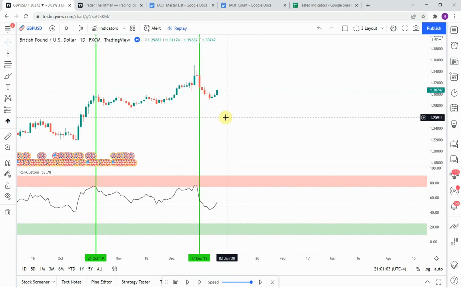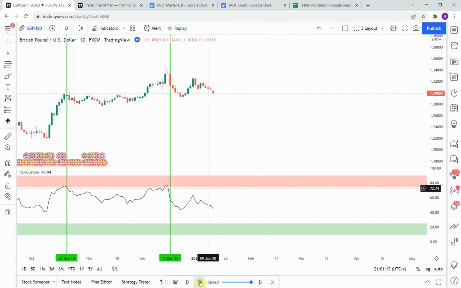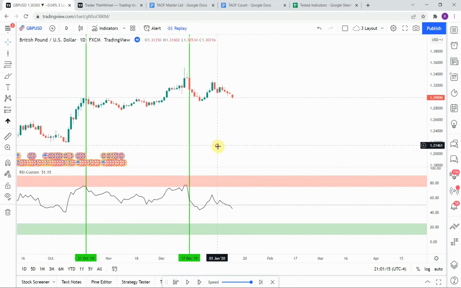All right, so we are almost at the end of the year here. Let's go ahead and finish out the last little bit. Can't imagine we'll get another signal, but let's go ahead and move forward. All right, so that's going to put us at the end right there.